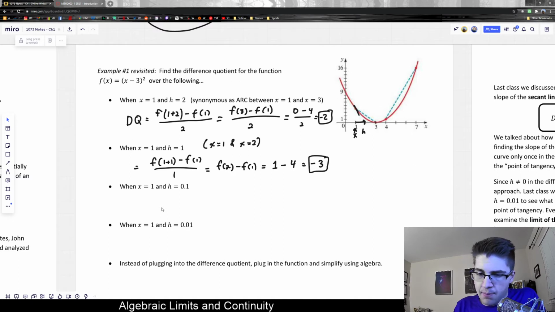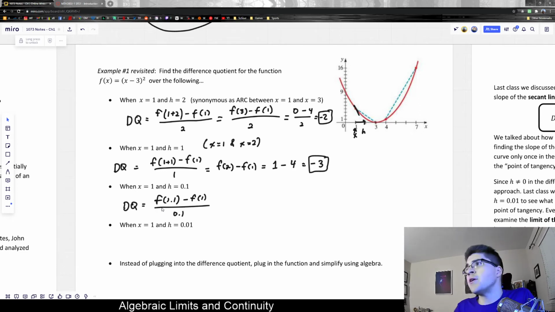So let's go ahead and do the math. So we'd have the difference quotient is equal to, well, now we have f of 1.1, because we're going to add them together to start with. Oops, 1.1, and minus the f of x, divided by h. That would be our math.